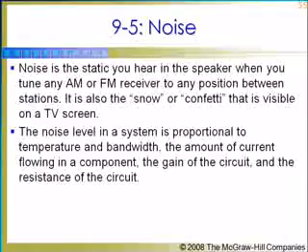The noise level in a system is proportional to the temperature and bandwidth, the amount of current flowing in a component, the gain of the circuit, and the resistance of the circuit. So increasing any of these will also increase the noise. Therefore, to obtain low noise, we should use low gain circuits. So when the transmission is over short distances or high power transmitters are being used, noise will be a problem.